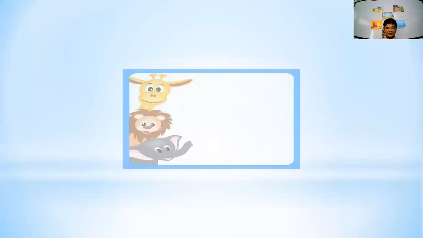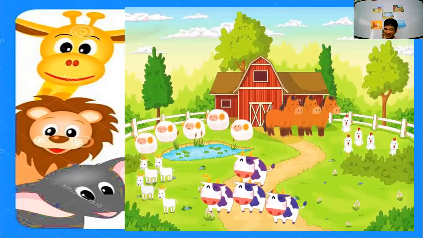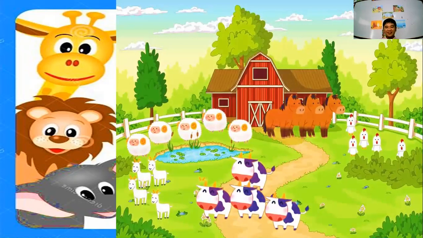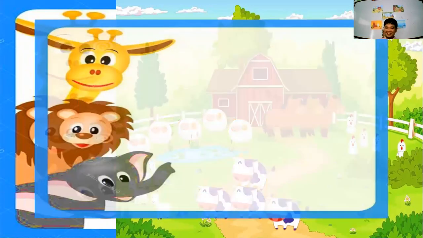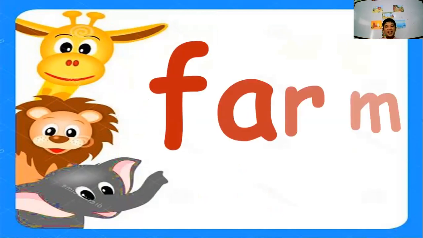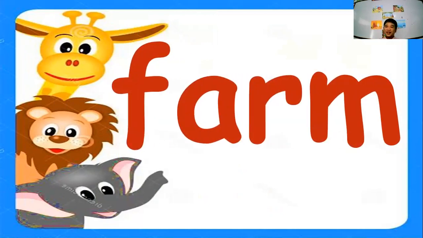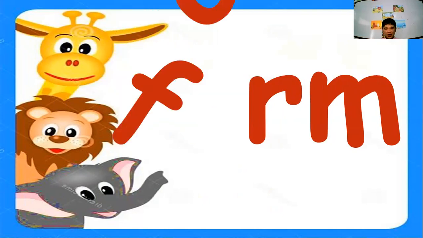Next, how about this one? All right. What is the name of this habitat of the animals? Very good. We call it farm. Can you please say farm? Very good. Farm.